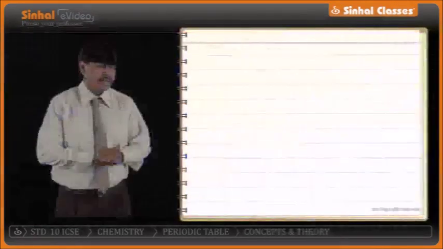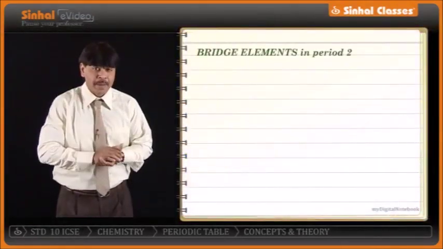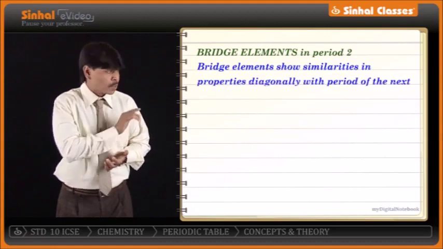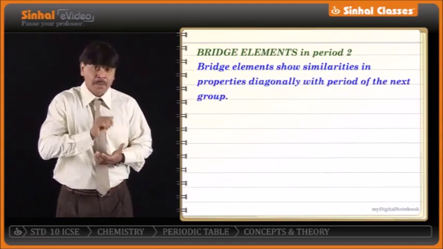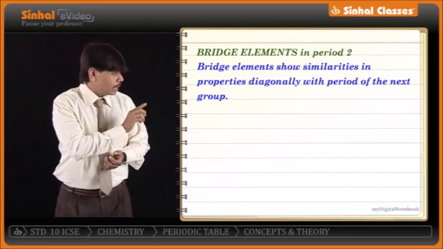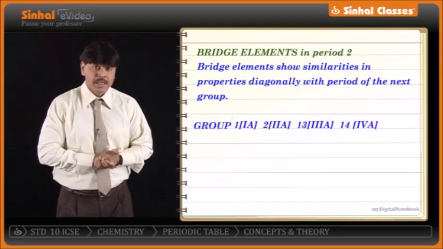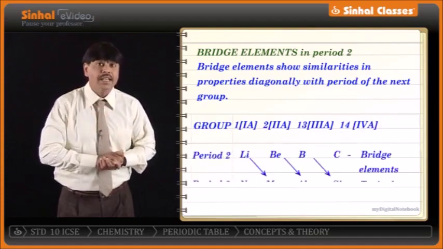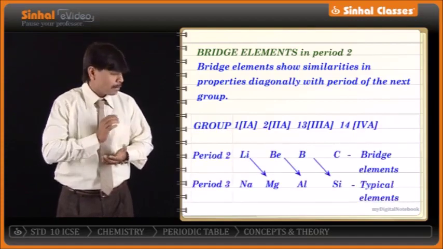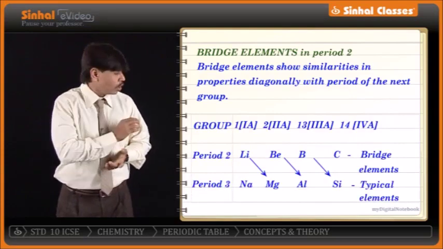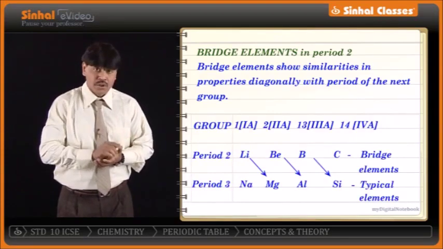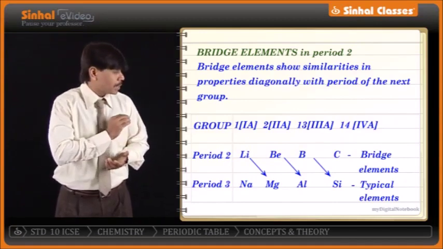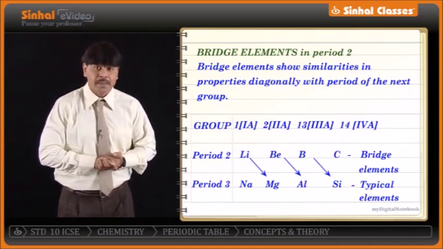The second period is known as bridge elements because it shows a diagonal relationship between the second period and the third period. For example, lithium resembles some of its properties with magnesium of period 3. In a similar manner, beryllium with aluminium, boron with silicon. So, second period elements are called bridge elements and the third period elements are called typical elements.